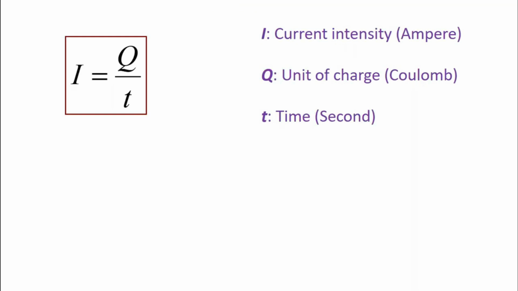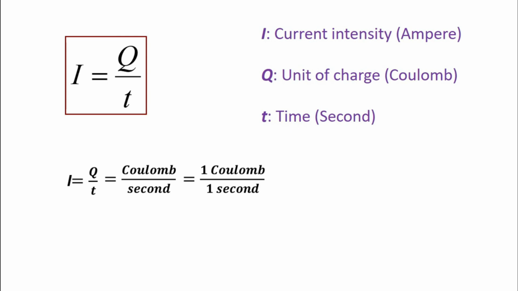At the beginning of this video, we explained the current intensity as the amount of charge per unit time. We can show this as a formula like this. Here, the unit of current intensity is ampere, the unit of charge is coulomb, and the unit of time is seconds. If 1 coulomb charge flows in a second, namely 6.25 times 10 to the power of 18 electrons flow in 1 second, this generates 1 ampere.